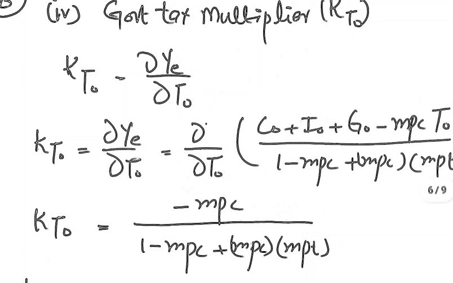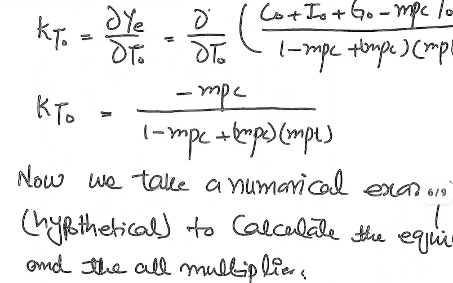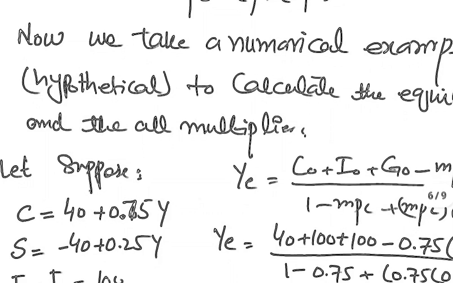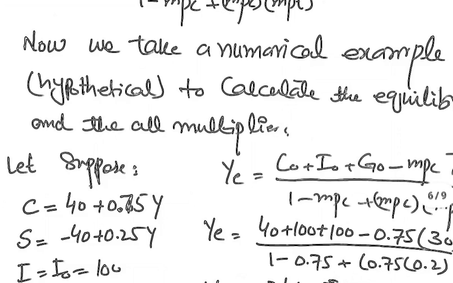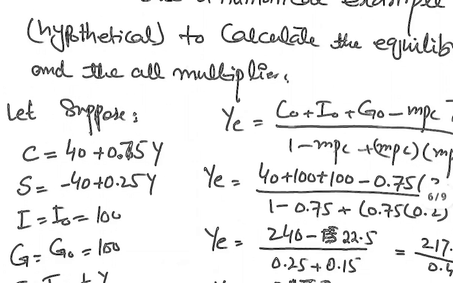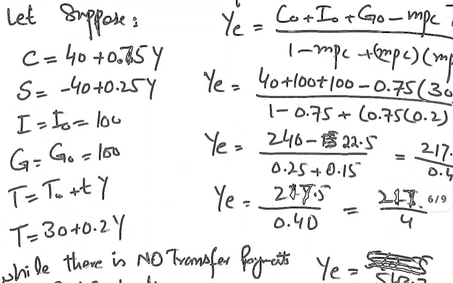And now we take a numerical example for this whole practice, and we first calculate the national income equilibrium, and then we take an illustration of the multiplier effect through graphs. Now we take a hypothetical numerical example to calculate the equilibrium and all the multipliers. Let's suppose we have the following information.